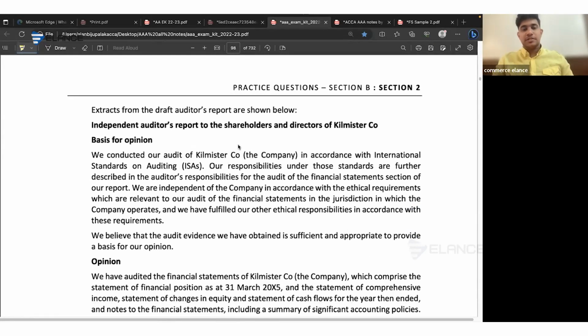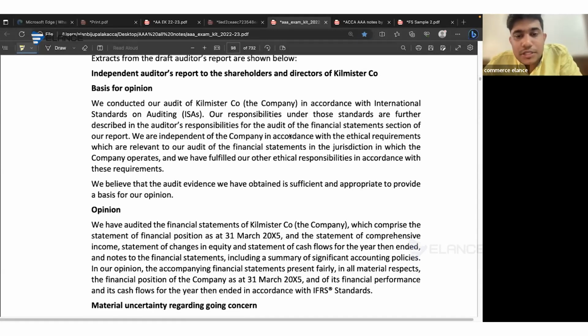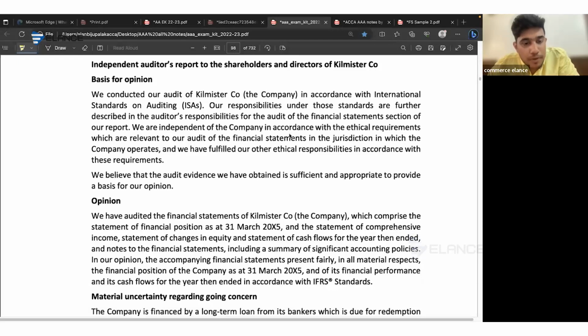They have given us the extract of the draft auditor's report here. It's the independent auditor's report to the shareholders and directors of Kilmister Company. We conducted our audit of Kilmister Company in accordance with the International Standards on Auditing. Our responsibilities under those standards are further described in the auditor's responsibilities for the audit of the financial statements section of our report. We are independent of the company in accordance with ethical requirements which are relevant to the audit of financial statements in the jurisdiction in which the company operates. We have fulfilled our ethical responsibilities in accordance with these requirements. We believe that the audit evidence we have obtained is sufficient and appropriate to provide a basis for our opinion.